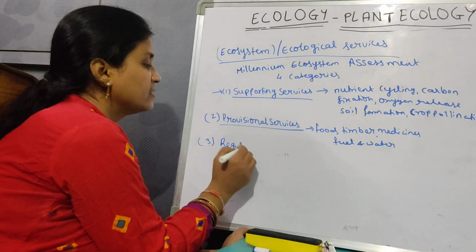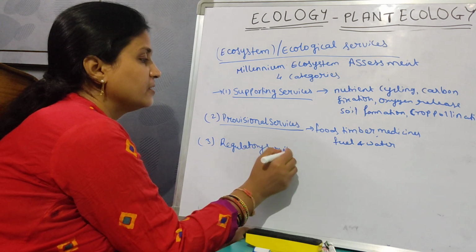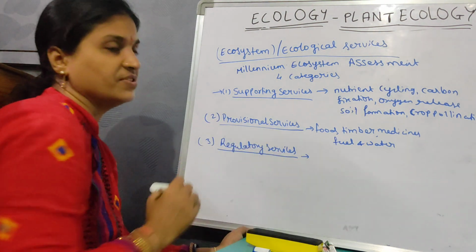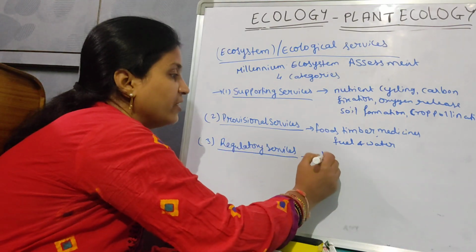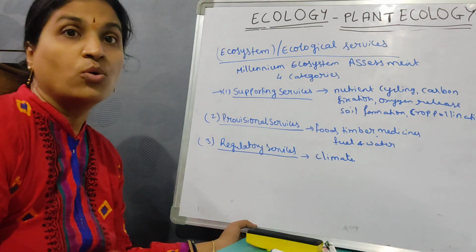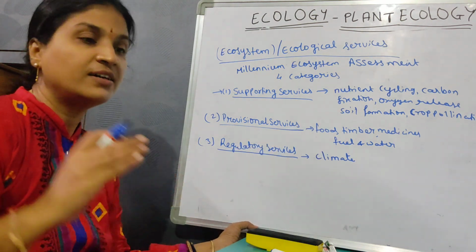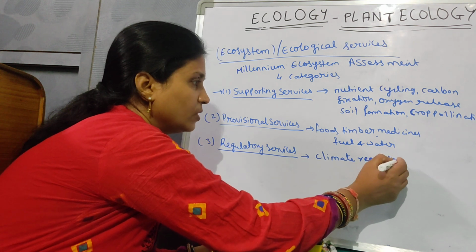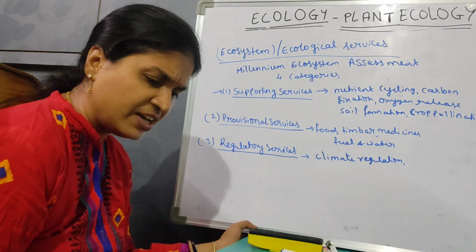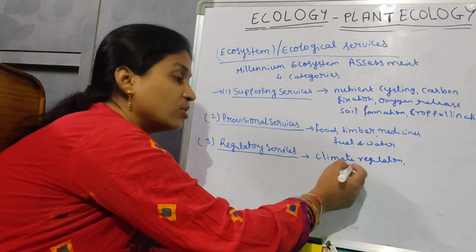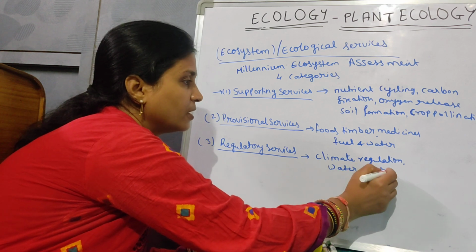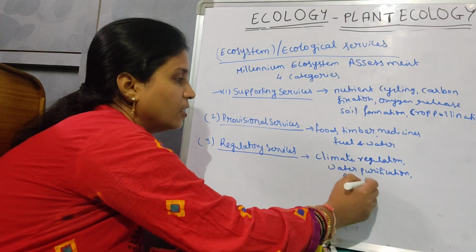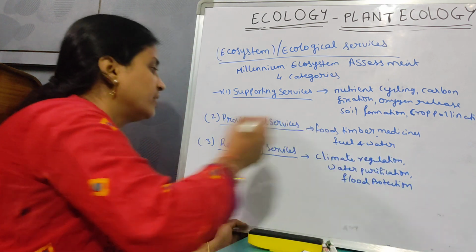Coming on to regulatory services. These are the services which regulate the ecological services or resources, such as climate regulation. One very good example is the ozone layer, which regulates life by protecting it from the UV rays. Then water purification, the water cycle also, and flood protection, etc. are the regulatory services.